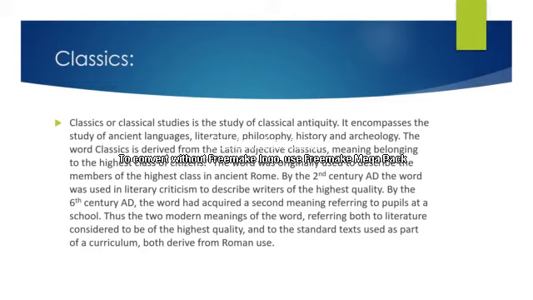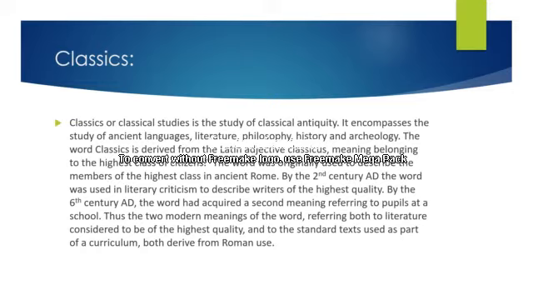The word classics is derived from the Latin adjective classicus, meaning belonging to the highest class of citizens. That is the basic meaning of that term. The word was originally used to describe the members of the highest class in ancient Rome.